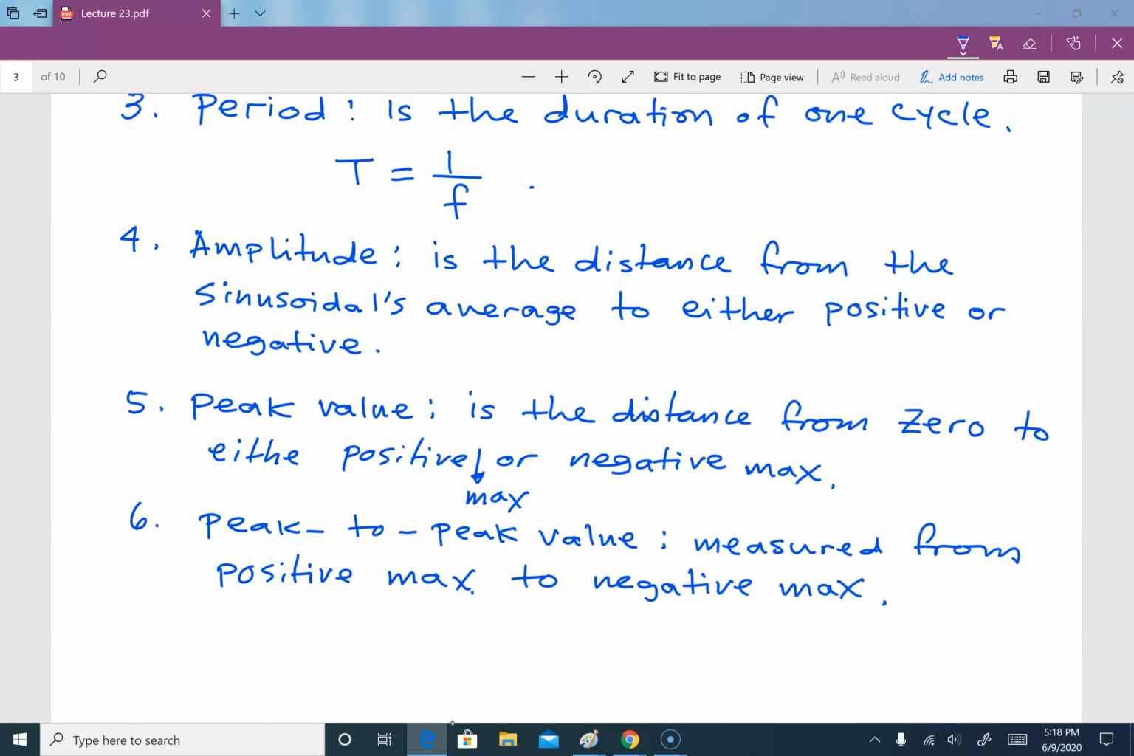So I would like to point out the difference between these two. Make sure that the amplitude is the distance from the sinusoidal average to either positive or negative, while the peak value is going from 0 to the positive or negative.